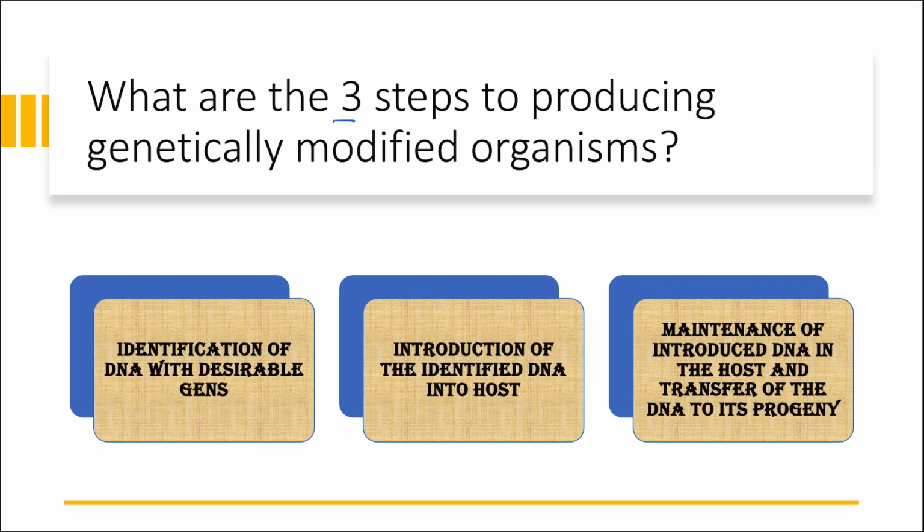So basically there are 3 steps to produce a genetically modified organism or to perform genetic engineering. First step is you need to identify which DNA segment you have to take further for genetic engineering. So first is the identification of DNA with desirable genes. Next, we have to introduce these genes into a suitable vector or a carrier to take it further. So next is introduction of the identified DNA into the host.